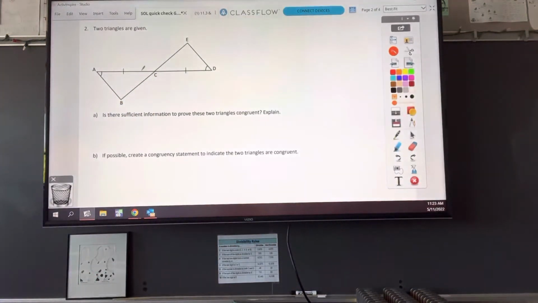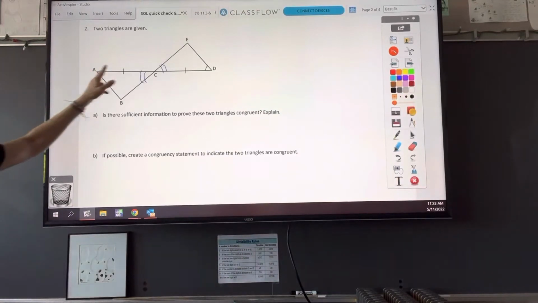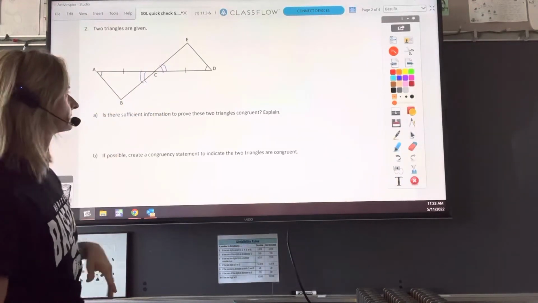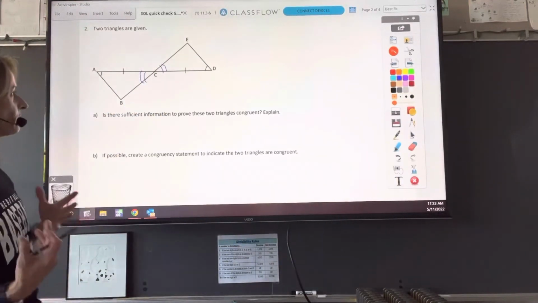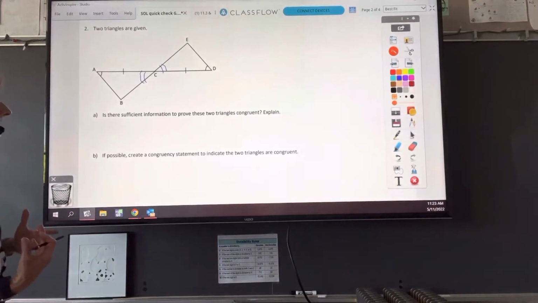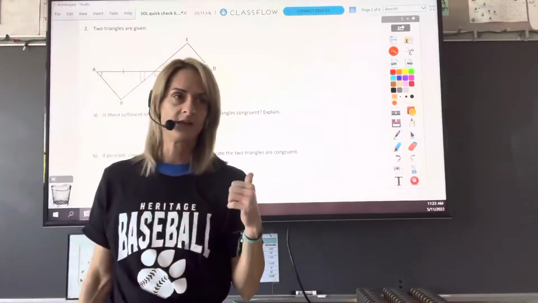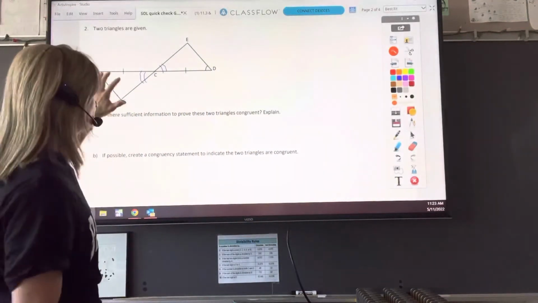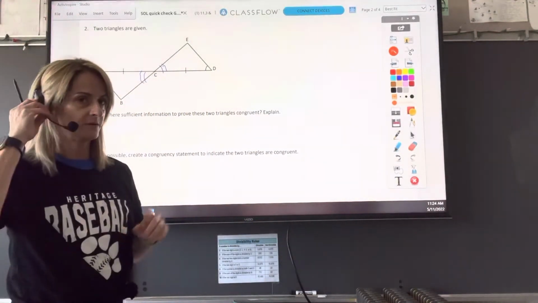I'm going to put 2 marks because I already have one angle with 1 mark, so I need to show that these are congruent, but they're different than those. Okay, now let's look at what we have. The 5 ways I just listed on the last slide. Are these 2 triangles congruent by any of those 5 ways?